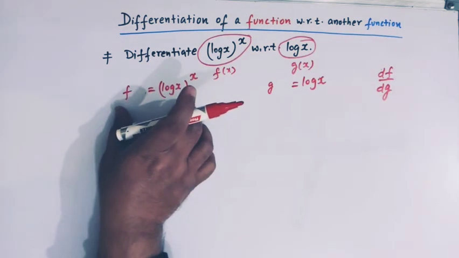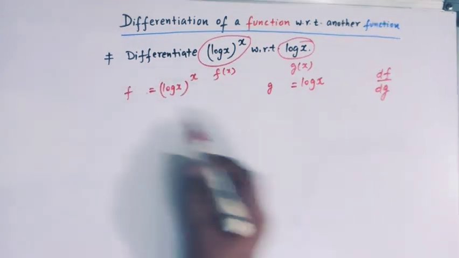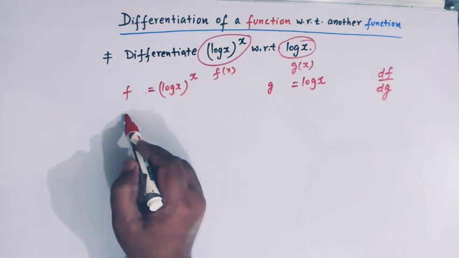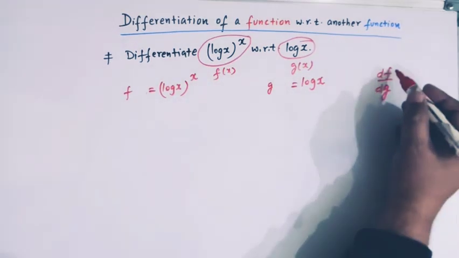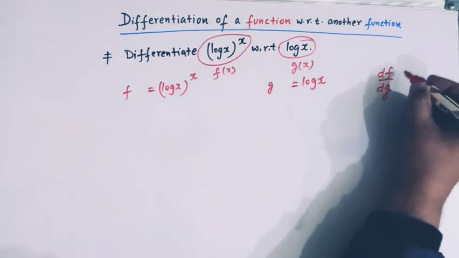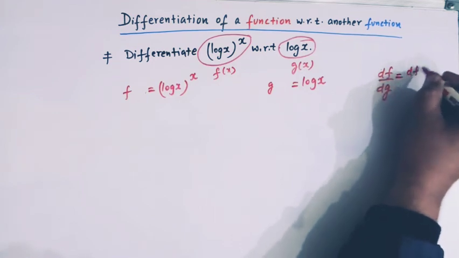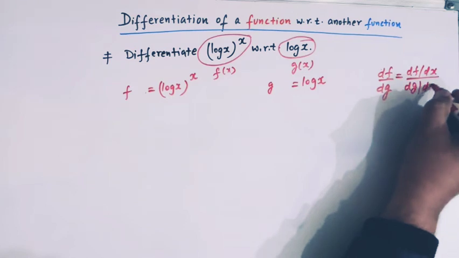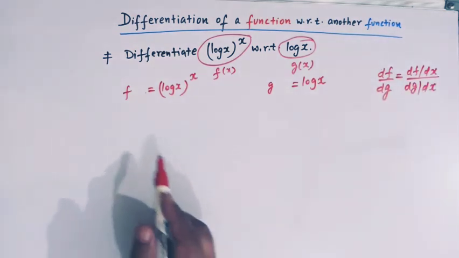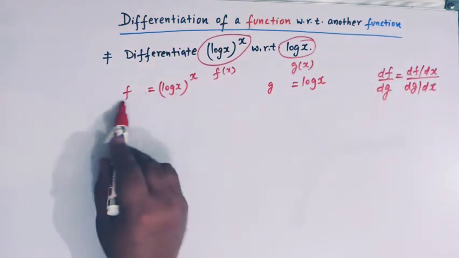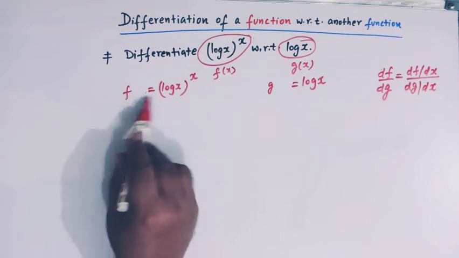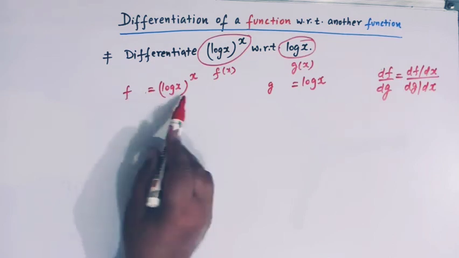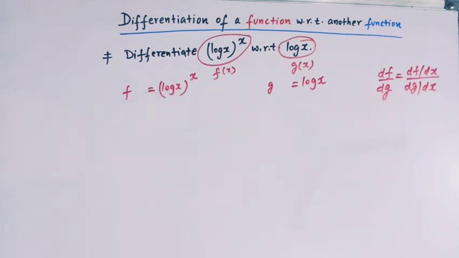So now here we have to find df over dx, because we want to find df over dg, and this is equal to df over dx divided by dg over dx, right? So now here we'll make use of the logarithmic differentiation. So let us take log of both sides, right?